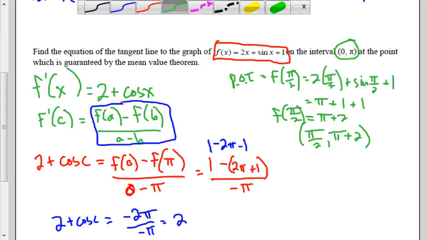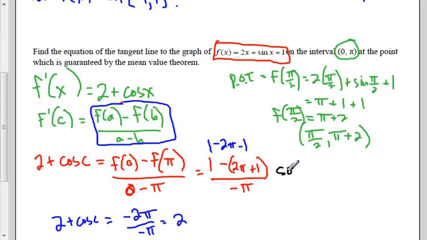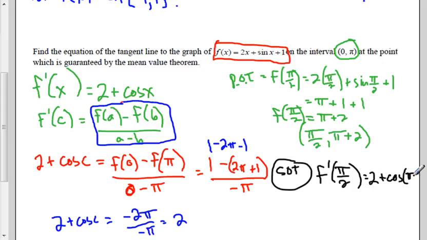Now, again, I told you what the slope of the tangent line is, but let's just say you didn't see that. So how do I find the slope of the tangent line? Well, the derivative is going to be the slope of the tangent line. So I'm going to find the derivative at pi over 2. Here's my derivative, so it's going to be 2 plus cosine of pi over 2, cosine of 90 degrees. We just said cosine of 90 is 0. So that's going to be my slope of the tangent line. 2 plus 0 is 2.